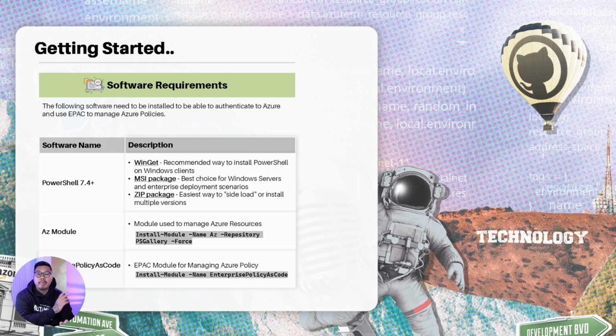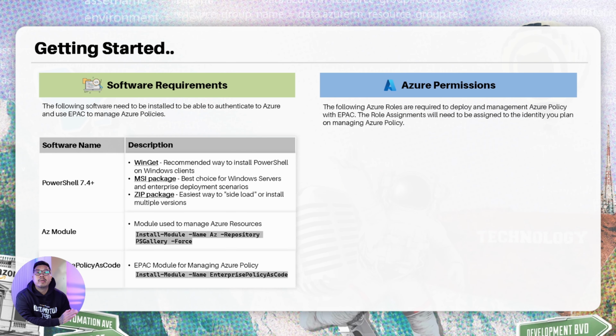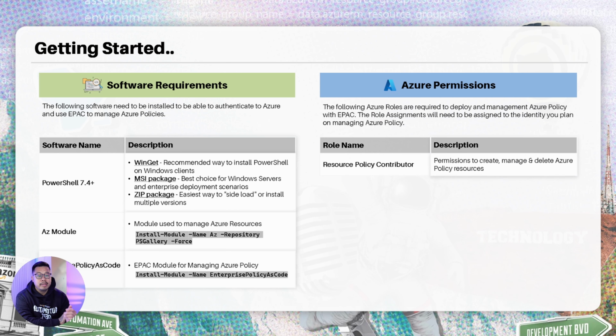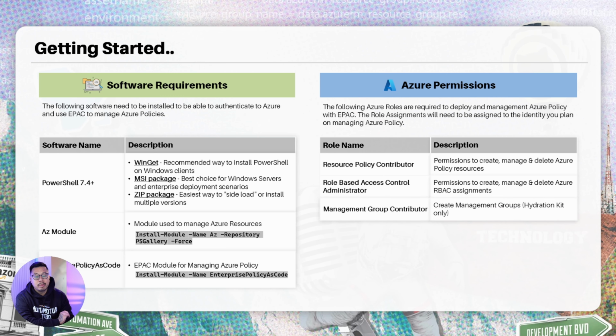Okay, so next up, let's talk about the minimum Azure RBAC that you would need to manage policy at scale. First off is the Resource Policy Contributor. You'd need this to manage all aspects of Azure Policy. Next up is the Role-Based Access Control Administrator, which is generally needed to do the role assignment if you ever need to remediate or deploy if not exists in the policies itself. And then last is Management Group Contributor. This is not really required because, as you can see here, it's only required for the hydration kit, which is where it creates a scaffolding of all the management groups. So you generally don't need that unless you're planning to do that.